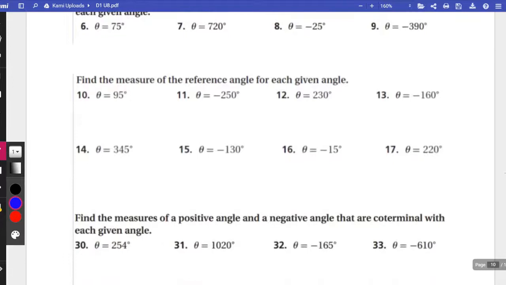And then a reference angle, you can visualize where it's at on a graph, 95. It's going to be like right there. It's closer to 180. How far away is it? That's your reference angle. I guess that's about it.